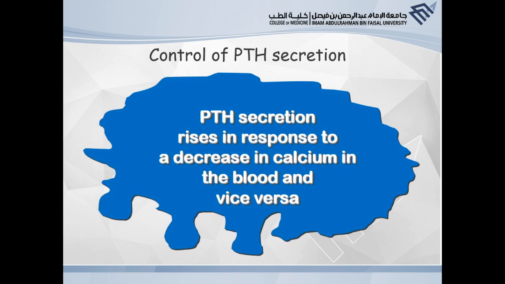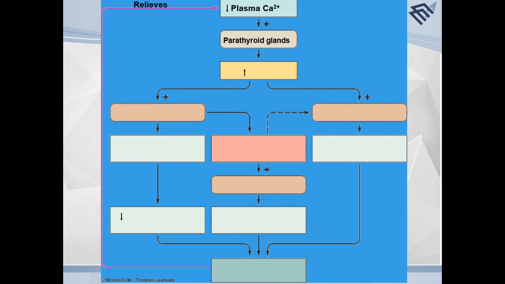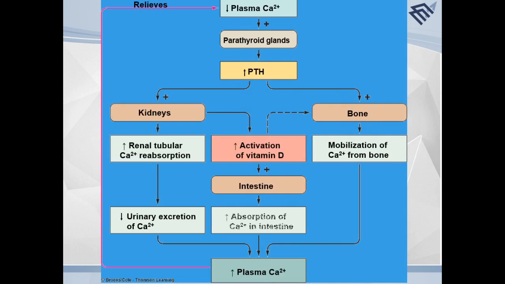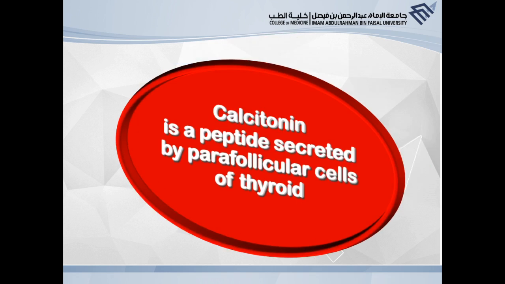Control of parathyroid hormone secretion: the blood calcium level. If the blood calcium level decreases, this will stimulate the release of parathyroid hormone, and if the blood calcium level increases, this will inhibit the release of parathyroid hormone. This is the summary of the functions of parathyroid hormone on kidneys, bones, and intestine.